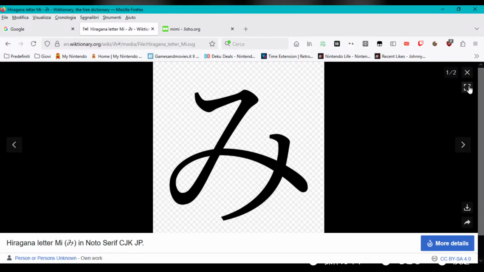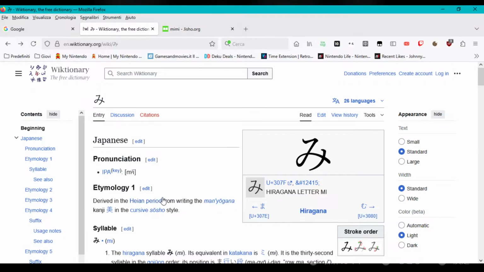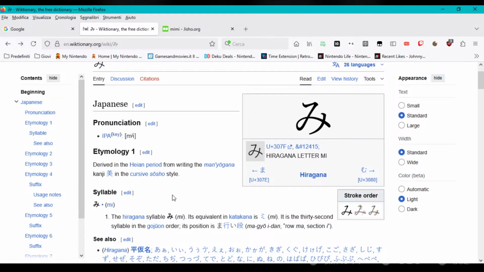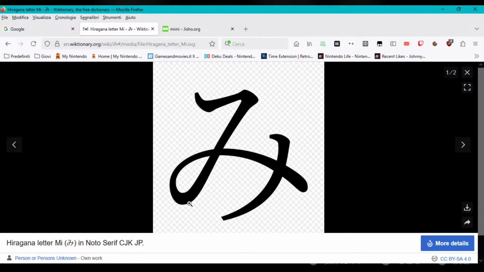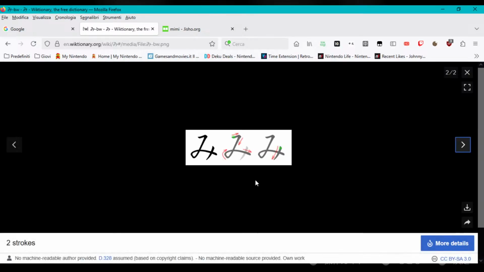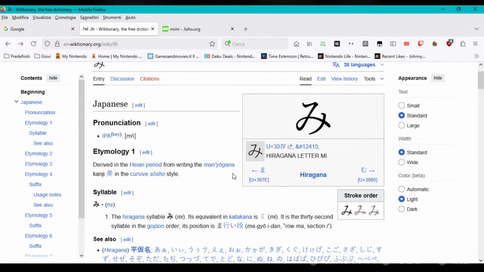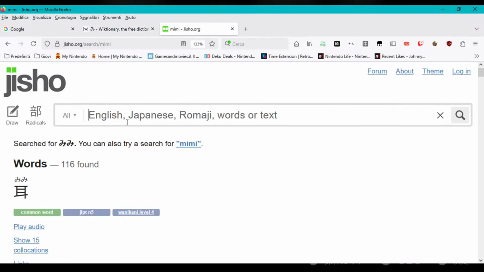Mi, again, as I mentioned before, since there's an e, it's palatalized. Left to right, slanted, curved, and then top to bottom. Right, slanted, curved, and top to bottom. 2 strokes. As you can see also here with the arrows. Let's see quickly again the words.